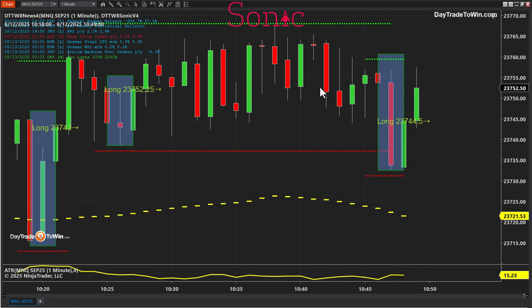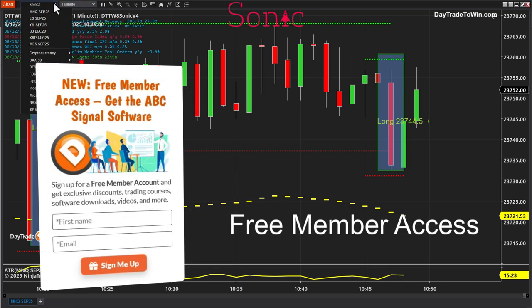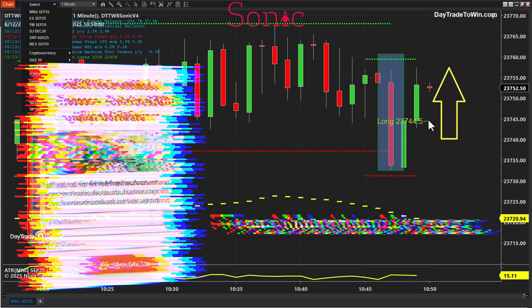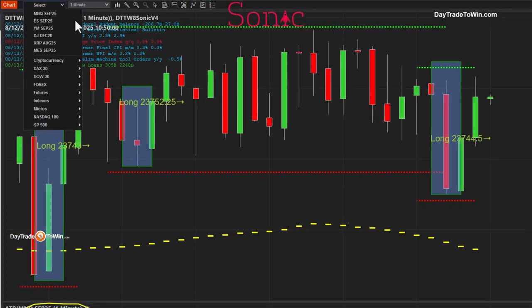I don't want to chase it, so I'm going to switch over to the E-mini S&P to see if we have a different example. So this is leading me up to the target. I'm not going to chase it. If it comes back down, that would be an opportunity to be a buyer.